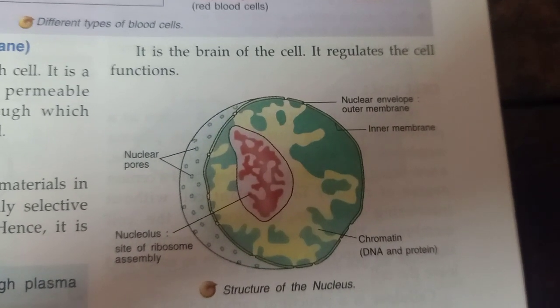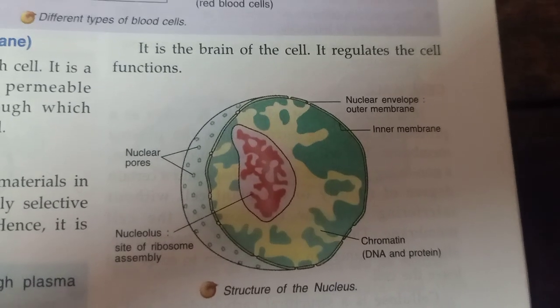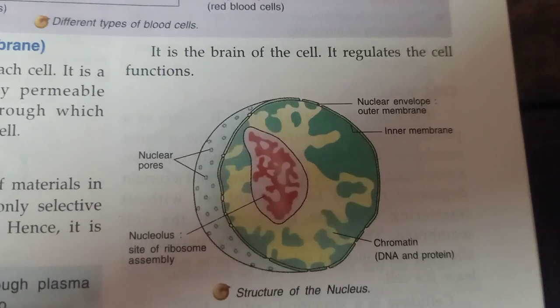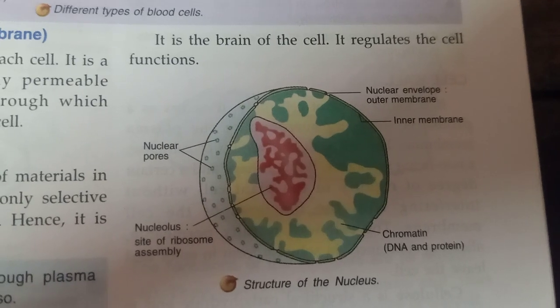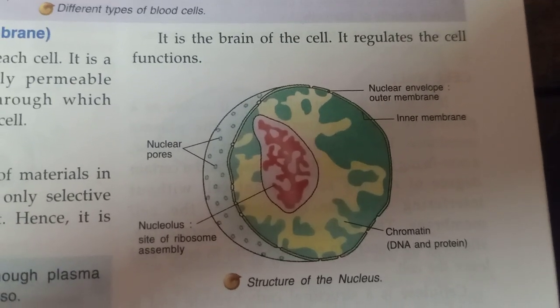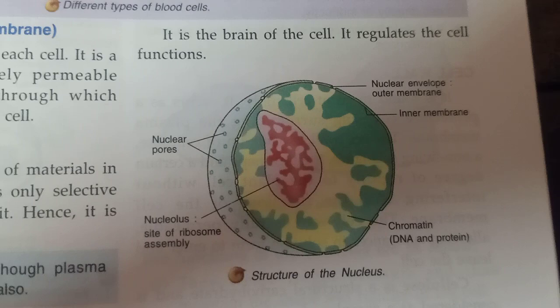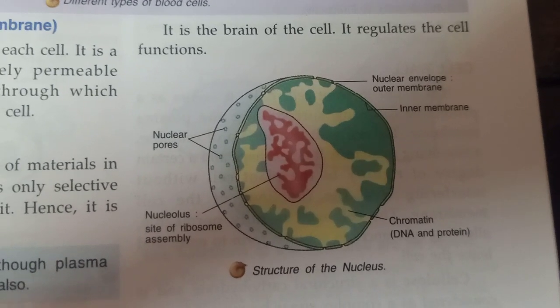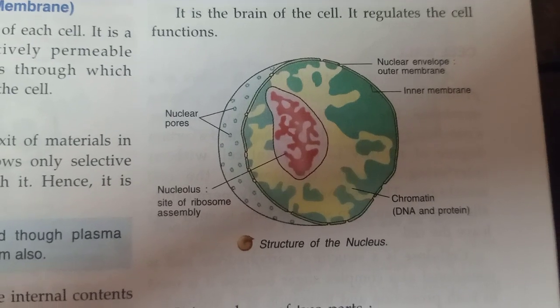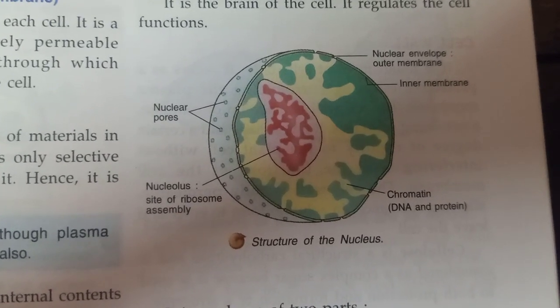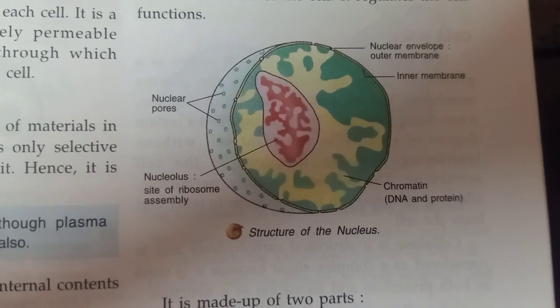Now the most important thing about the nucleus is that it is known as the brain of the cell, and it regulates the cell functions. So it is known as the brain of the cell because it regulates all the activities of the particular cell. Now you can see the structure of the nucleus.